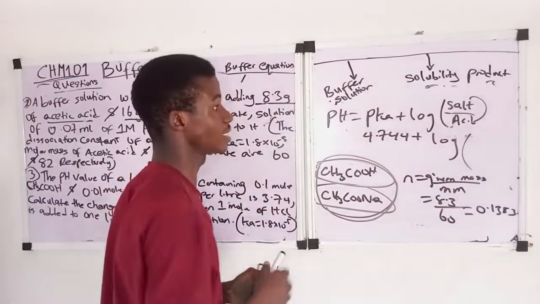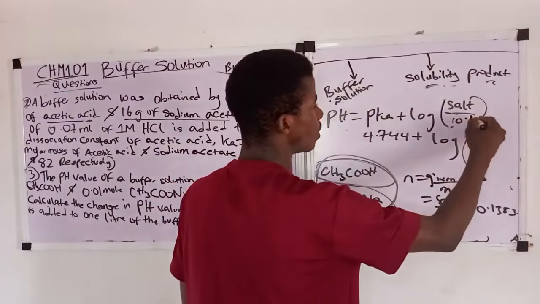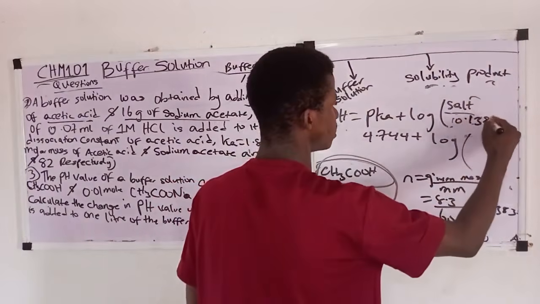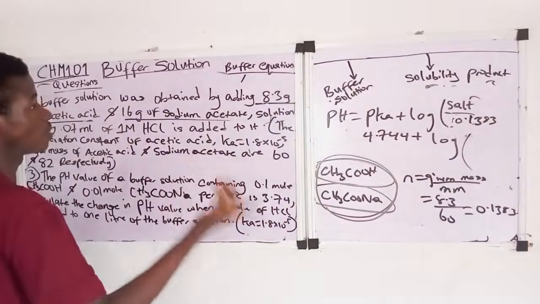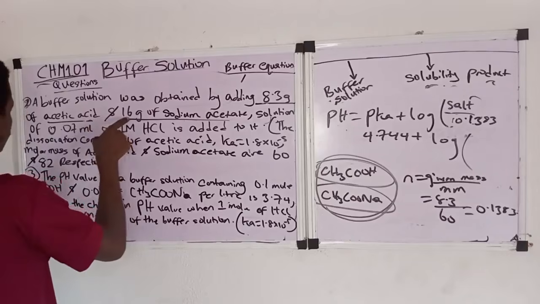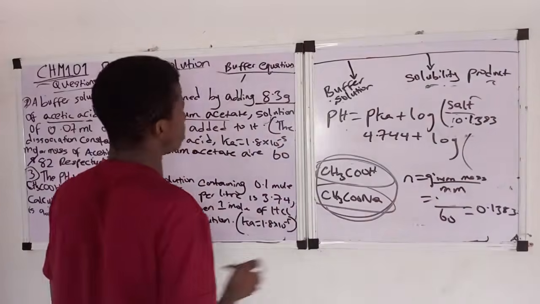The mole of the acid is 0.1383. Then what about the mole of the salt? The mole of the salt is 16 gram. So the given mass of the salt is 16.